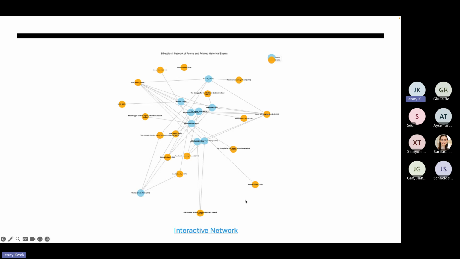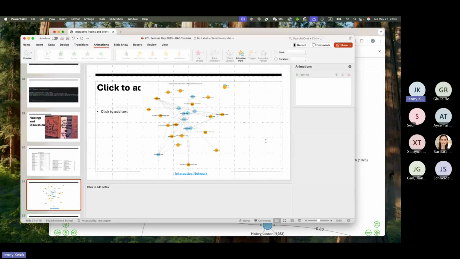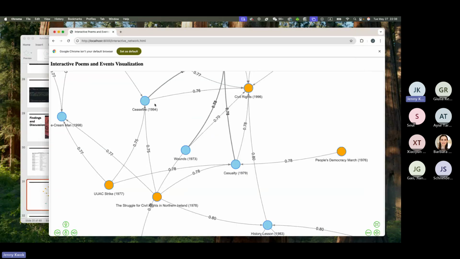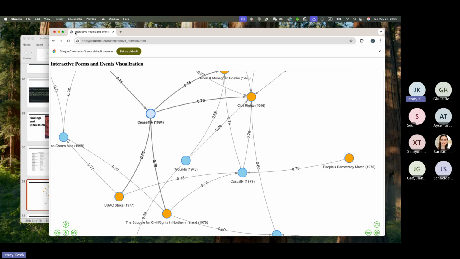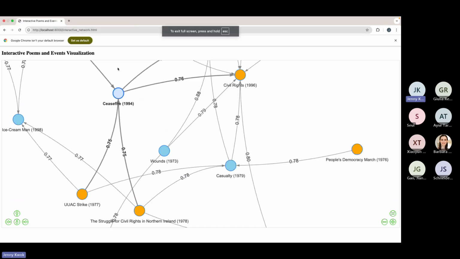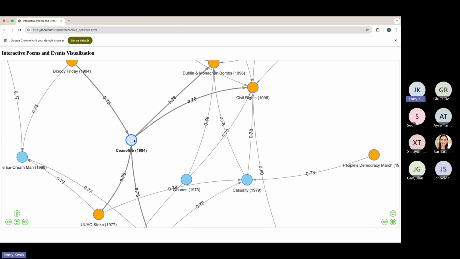So this is what I did instead. I also created an interactive JavaScript visualization that allows us to see directly which nodes have been influencing and influenced by, or echoing, the different poems.